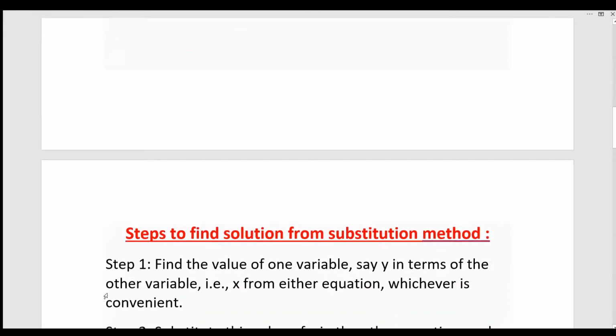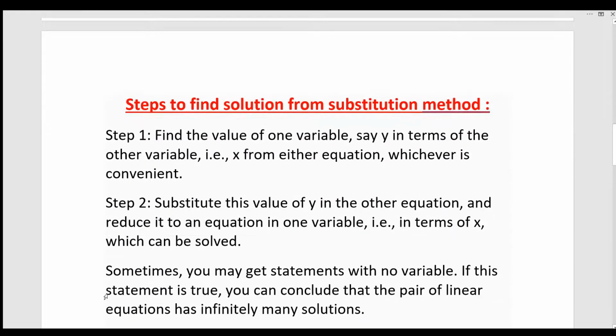Step number 1 is to find the value of one variable, say y, in terms of the other variable, that is x, from either equation, whichever is convenient. Step 2. Substitute this value of y in the other equation and reduce it to an equation in one variable, that is in terms of x, which can be solved.